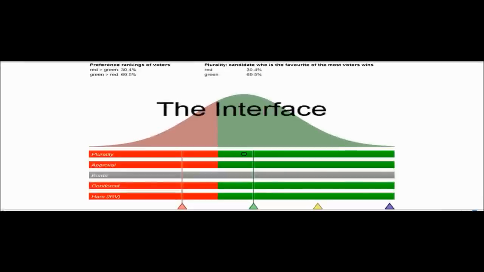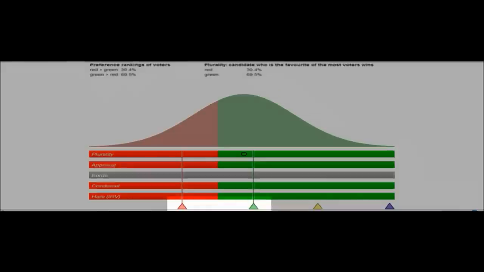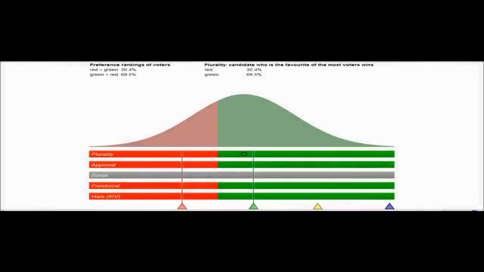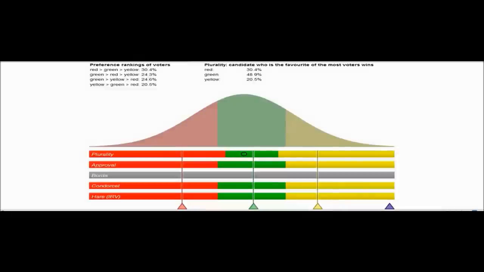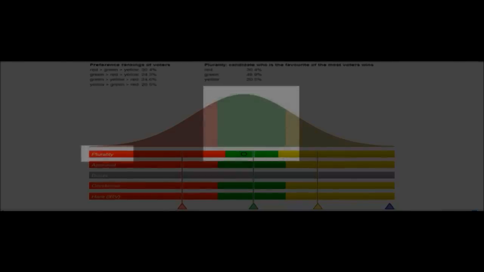Let's go ahead and take a look at what we have in front of us. Up top, we have a normal distribution. We'll keep a normal distribution for our voters. The election system hardly matters at all when we only have two candidates, but the system really matters when we have more than two. So let's add a third candidate. Adding a third candidate, we can already see red and yellow are splitting the vote against green under plurality.